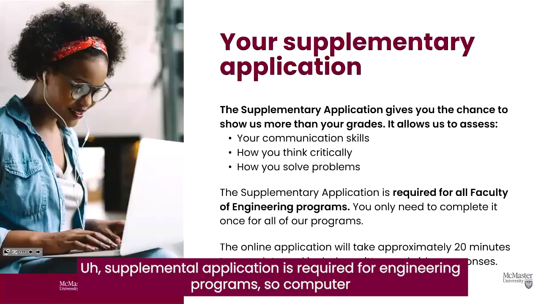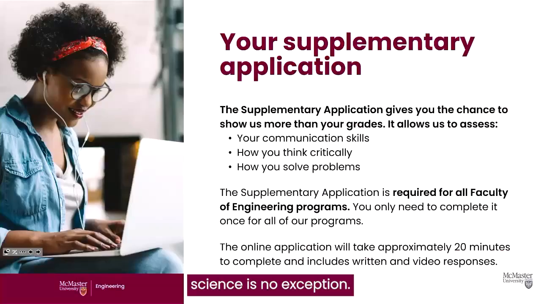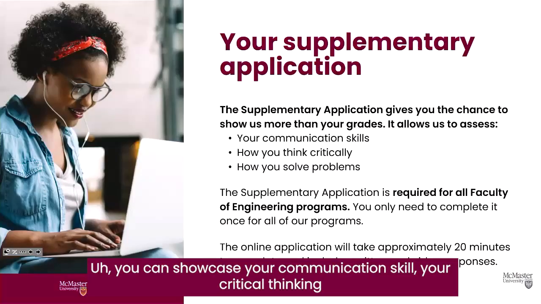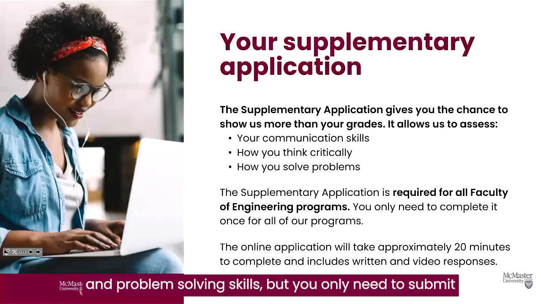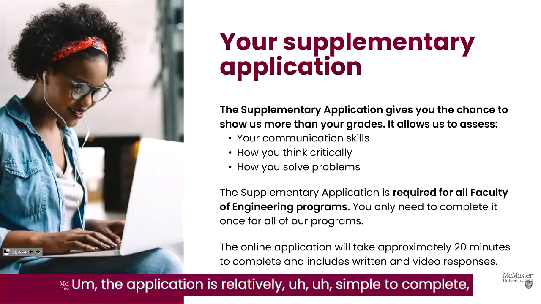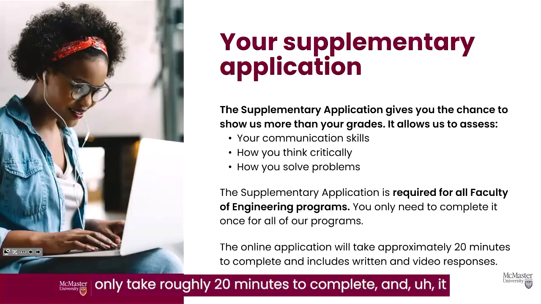A supplemental application is required for engineering programs, and computer science is no exception. It gives you the opportunity to tell us more about yourself beyond the grades. You can showcase your communication skills, critical thinking, and problem-solving skills. But you only need to submit one supplementary application for all the programs you applied to at McMaster. The application is relatively simple, taking roughly 20 minutes to complete, and it needs to include written and video responses.